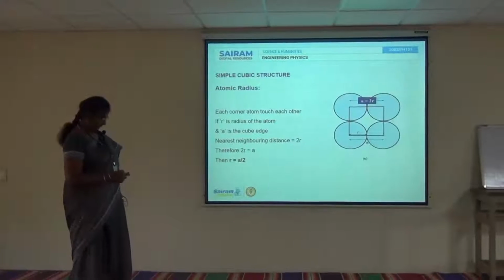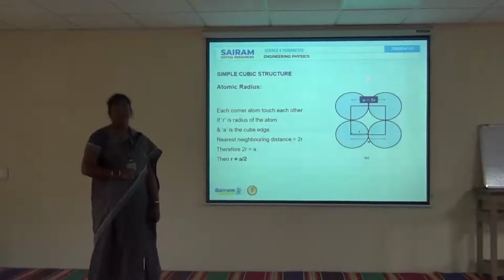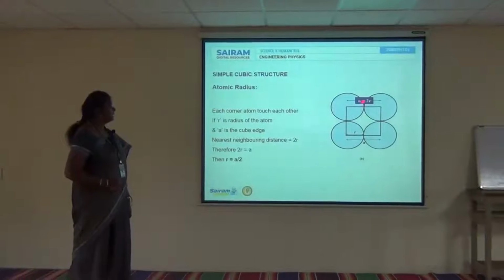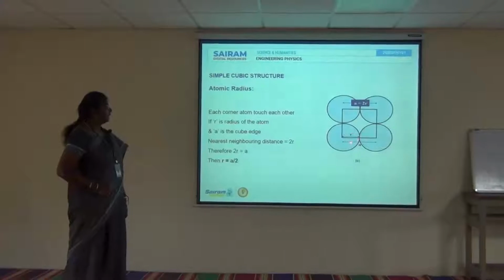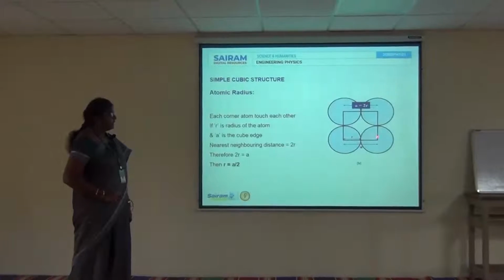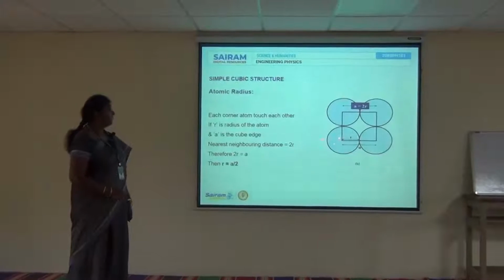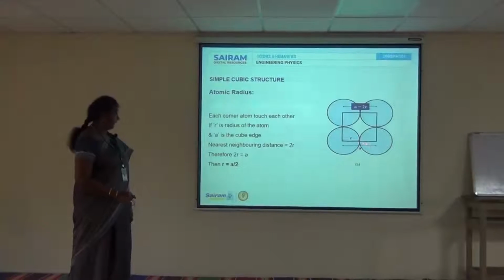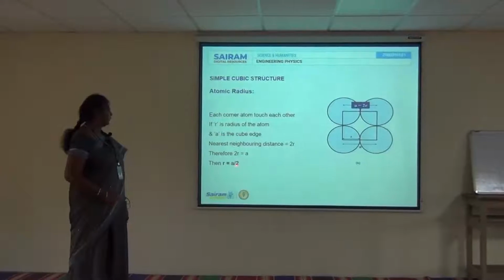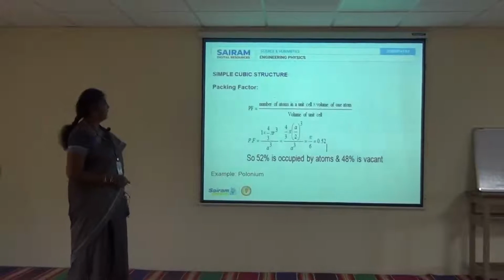Next, we are going to do the atomic radius calculation, that is, find the relation between r and a. You can see this is one face of the unit cell. You can see these 2 corner atoms touch each other. So the distance between the centers of the 2 atoms, which is the nearest neighboring distance 2r, is nothing but the cube edge a. So we get 2r equal to a, so r equal to a by 2. So the relation between r and a is r equals a by 2.